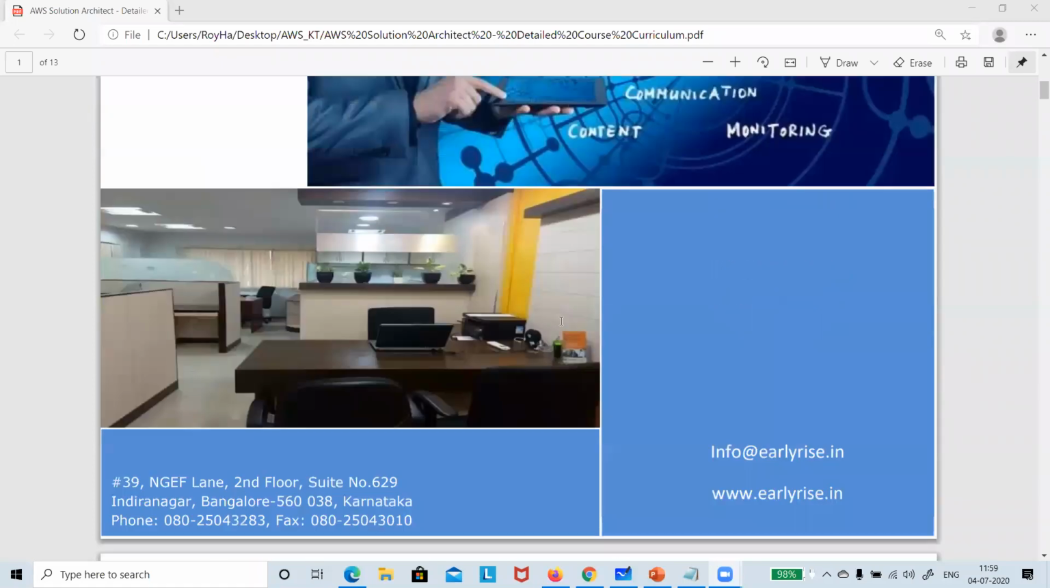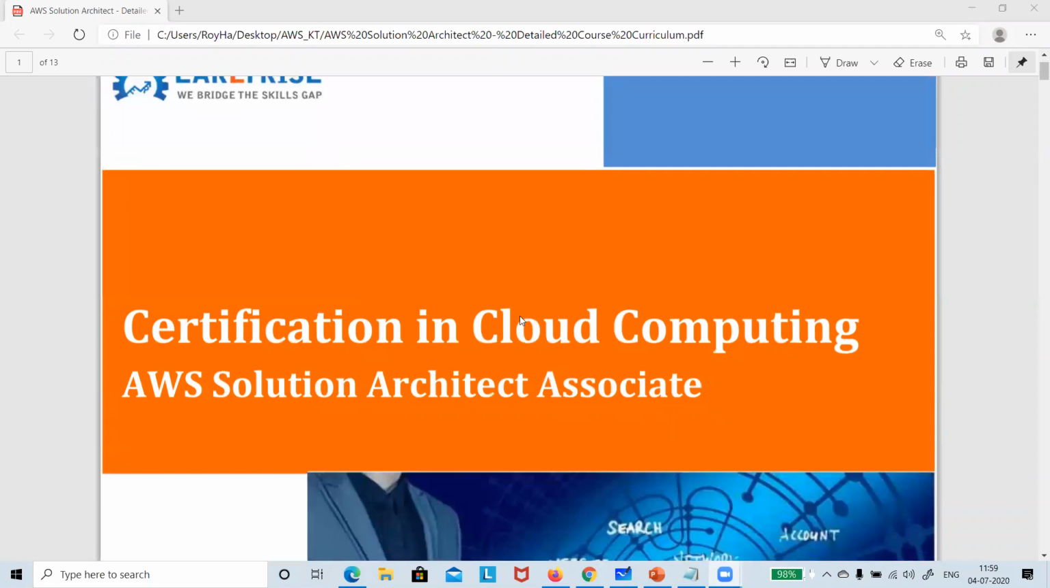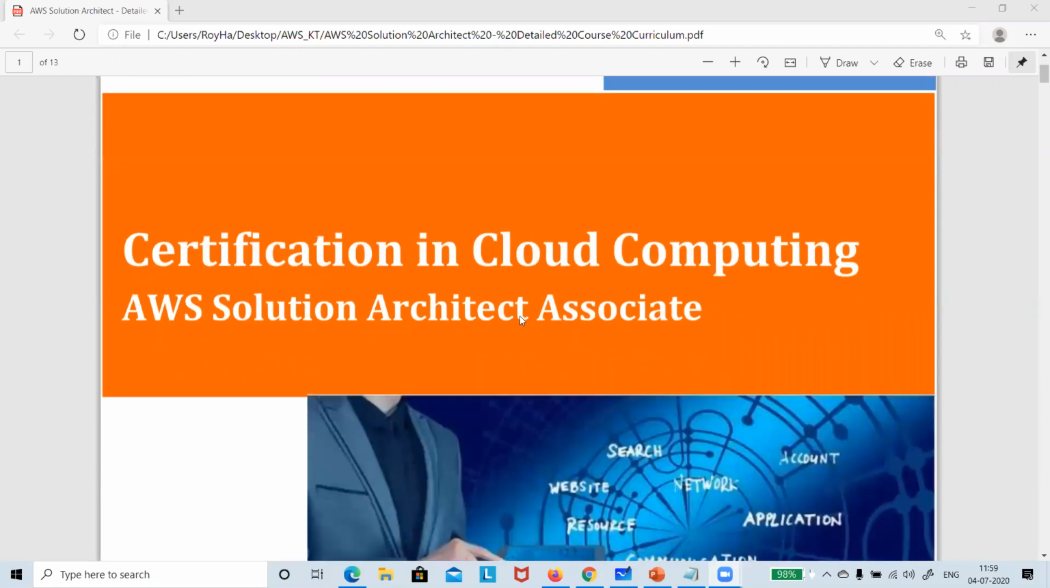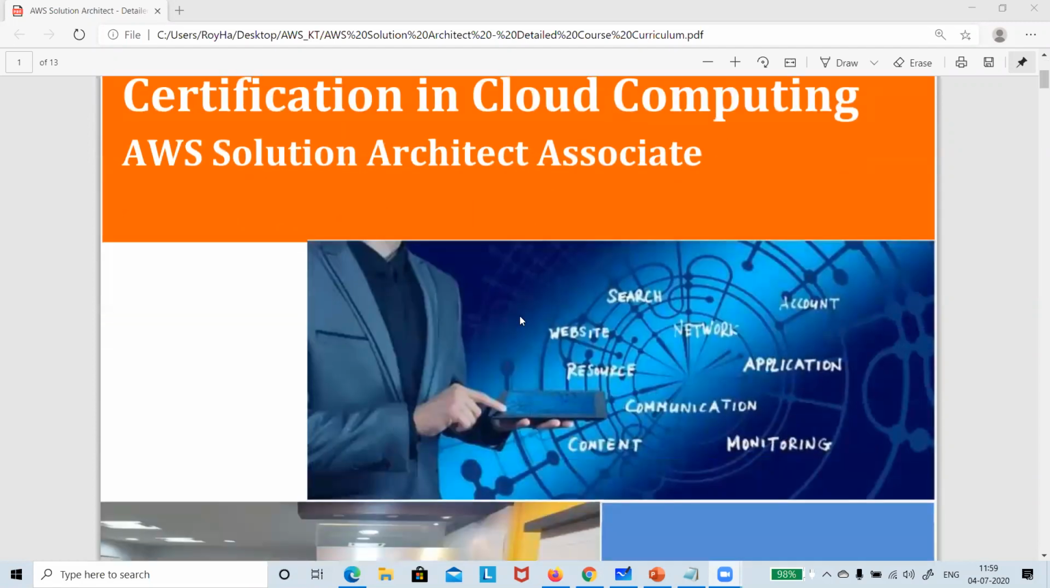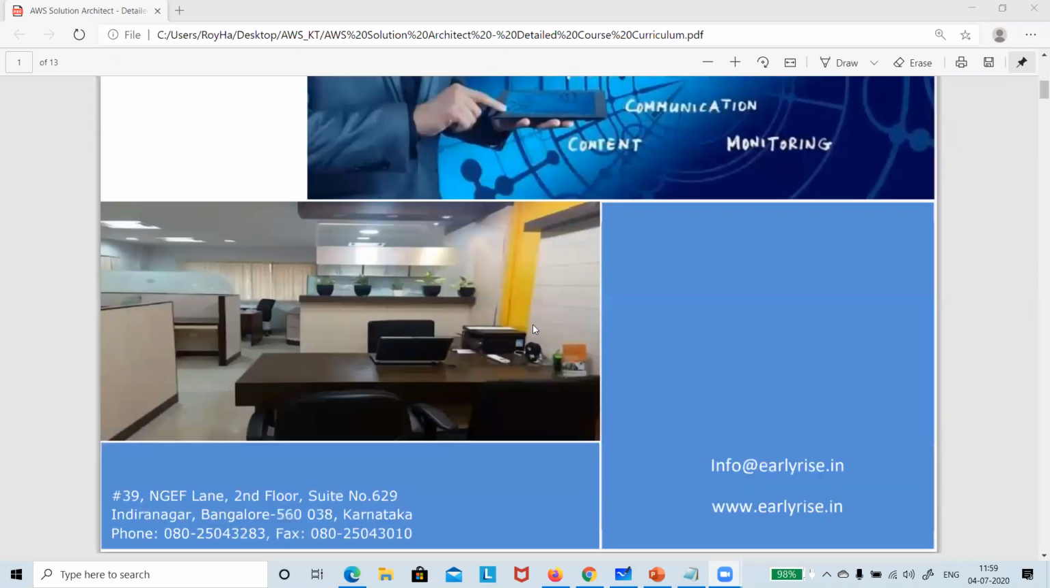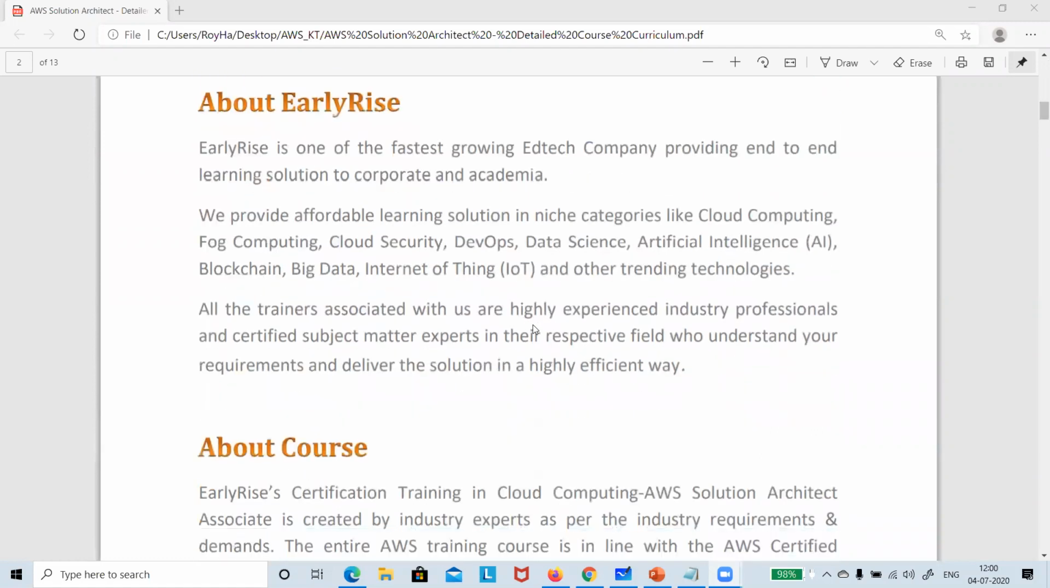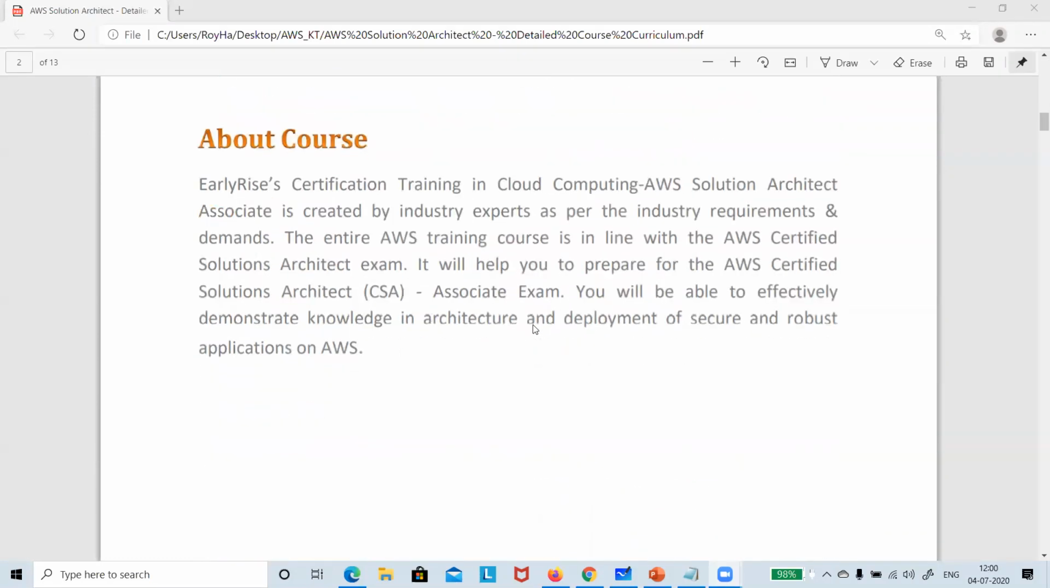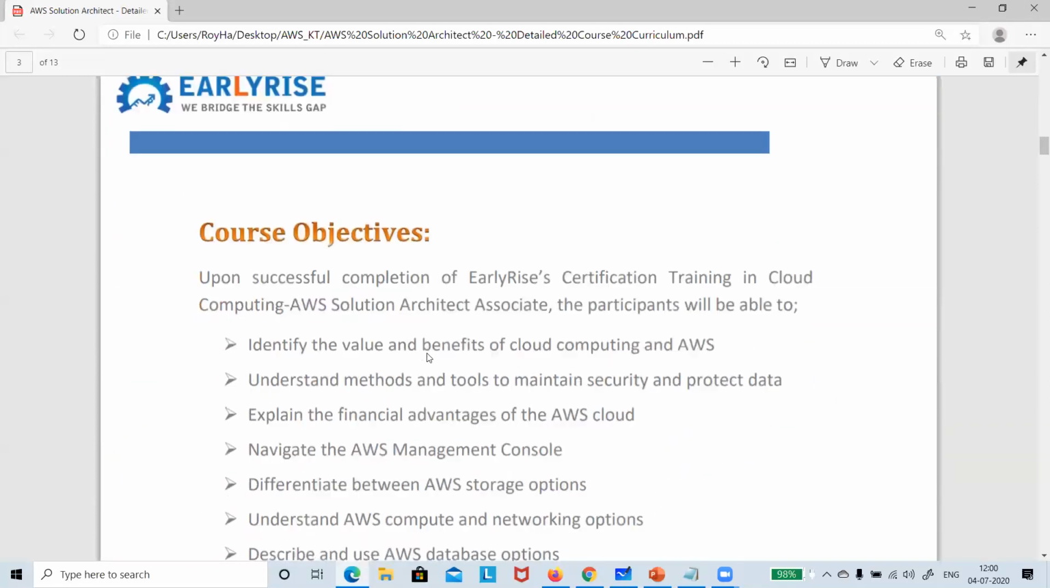Okay. So I request all of you to open this PDF, right? Certification in Cloud Computing, AWS Solutions Architect Associate. So you are familiar with this about Simplilearn, about the curriculum, okay? The certification training in Cloud Computing AWS Solutions Architect Associate is created by industry experts as per the industry requirements and demands. The entire AWS training course is in line with the AWS Certified Solutions Architect exam. It will help you to prepare for the AWS Certified Solutions Architect Associate exam. You will be able to effectively demonstrate knowledge in architecture and deployment of secure and robust applications on AWS, right? So these are the course objectives.